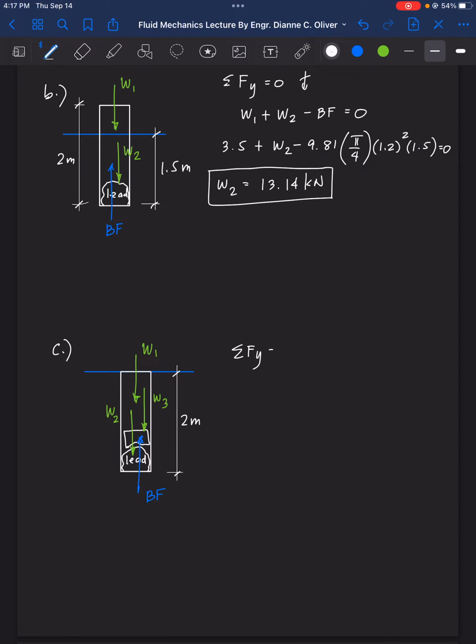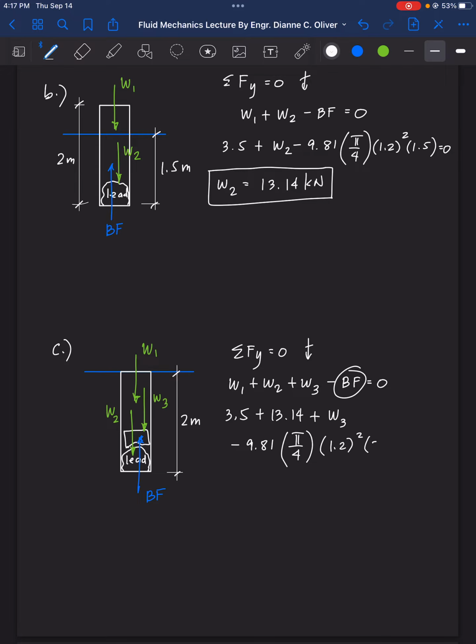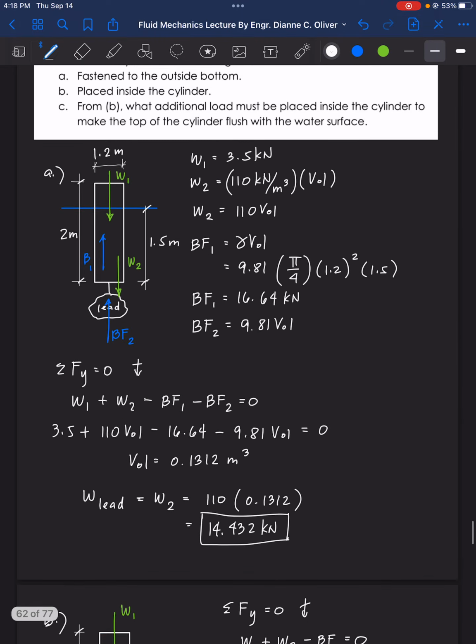So again, summation of forces vertical is equal to 0, downward positive, W1 plus W2 plus W3 minus buoyant force equals 0. This is 3.5 plus W2, as we got from the answer at B, that is 13.14, plus the unknown W3, minus the buoyant force, of course, that is gamma, the gamma of the water, times the total volume of the submerged cylinder, pi over 4, diameter 1.2 squared times 2, equals 0. So what is W3 now? The additional load, that is 5.55 kilonewton. So that's example number 1.